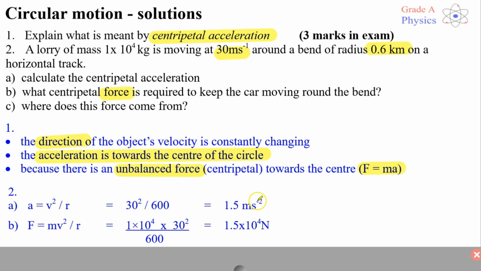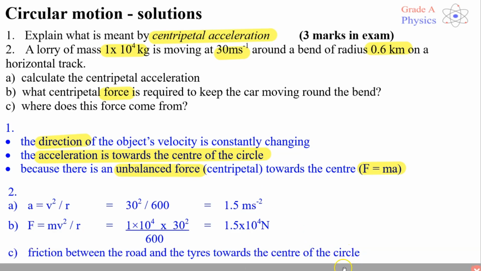We just multiply our previous value by the mass, which is 1/10 to the 4, or we just do the whole calculation again, mv squared over r, and we get our value in newtons. And very often we'll have to identify where the force comes from. So if you just say friction, that probably won't get a mark. We need to identify, well, where is the friction?